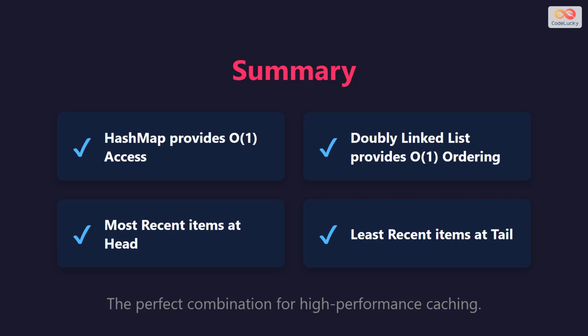In summary, by using a HashMap, we get constant time access, and by using a doubly linked list, we get constant time ordering. This powerful combination allows us to build a highly efficient LRU cache.